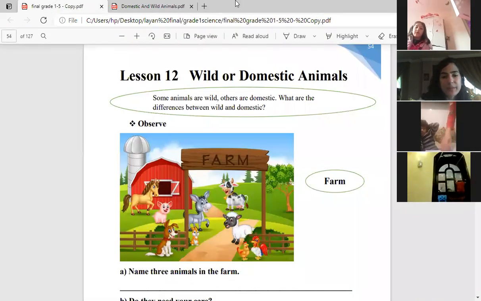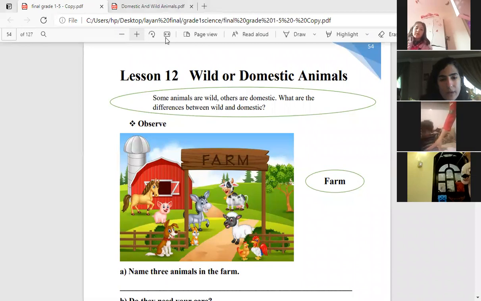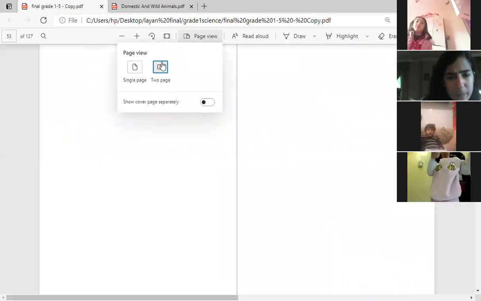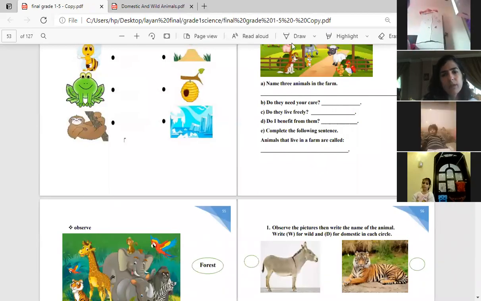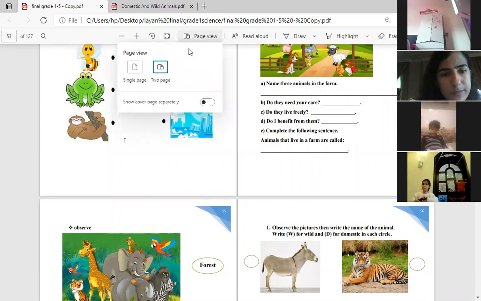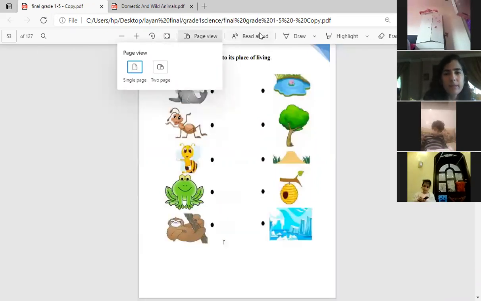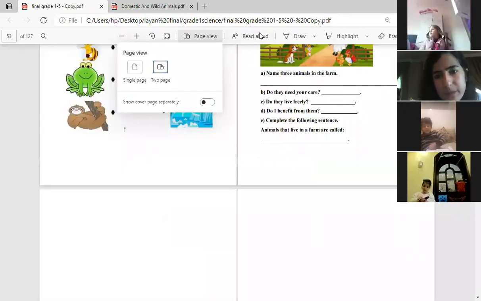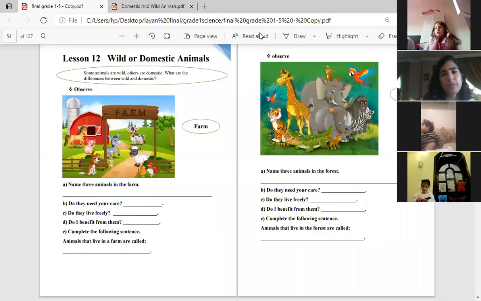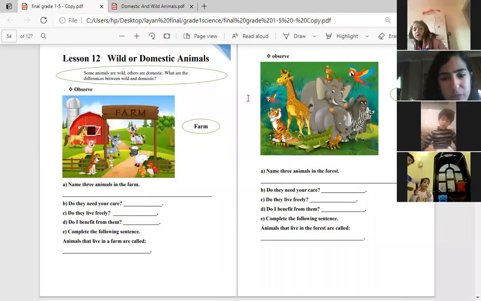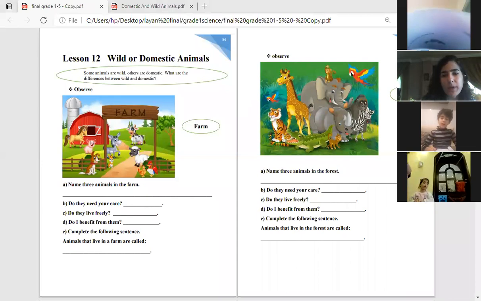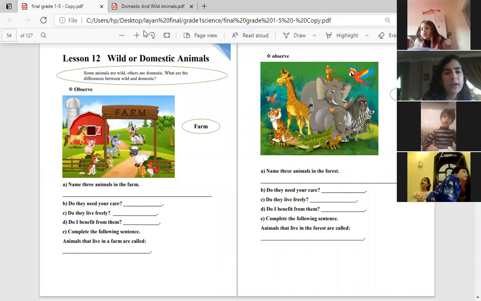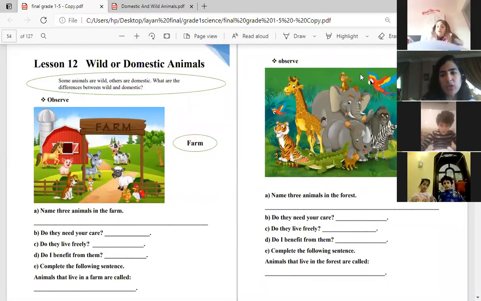Bring your science books. Open your science books page. Okay, everyone, open your books, page 54. I'll give you time to prepare your books. Open your books, page 54. Yalla, I'm waiting. Open your books, page 54, to start solving exercises.